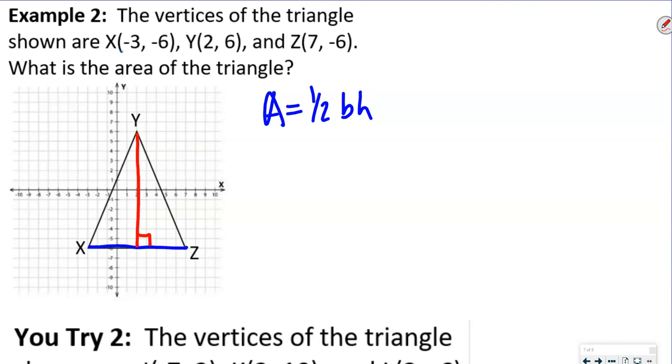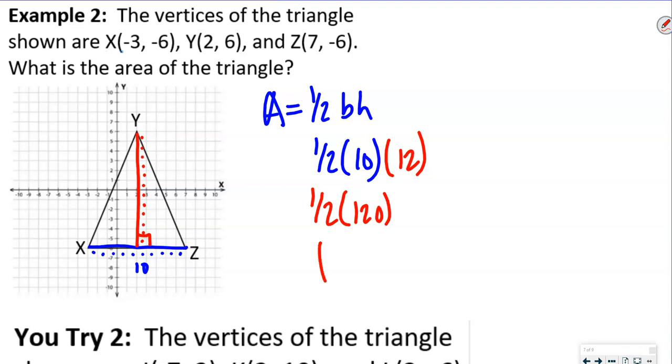So these two actually are pretty easy because we can count them, right? So this is 1, 2, 3, 4, 5, 6, 7, 8, 9, 10 wide. And let's count how tall it is. So it's going to be 1, 2, 3, 4, 5, 6, 7, 8, 9, 10, 11, 12. So our base is 10. So we're going to do 1/2 of 10 times our 12. So isn't that going to be 1/2 of 120? Which means this is going to be 60. And it's going to be units, right? That's our area squared, okay? And remember, if we don't have the unit, then we're just going to say unit squared.